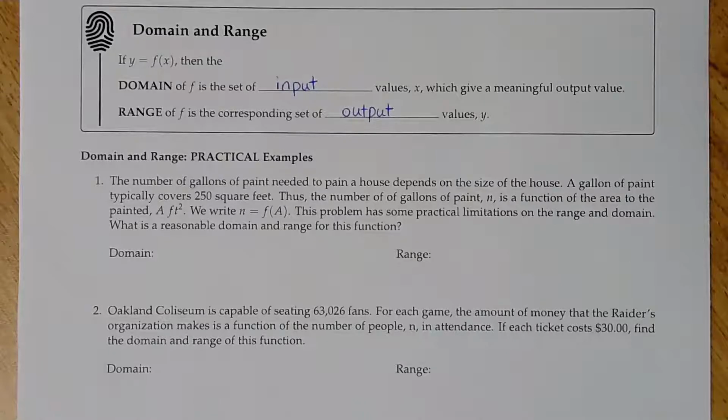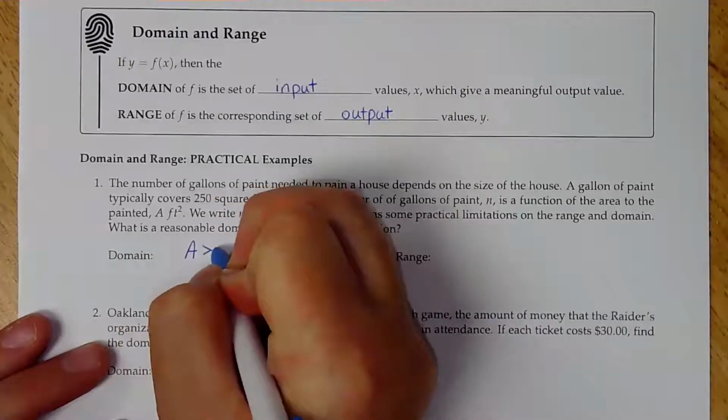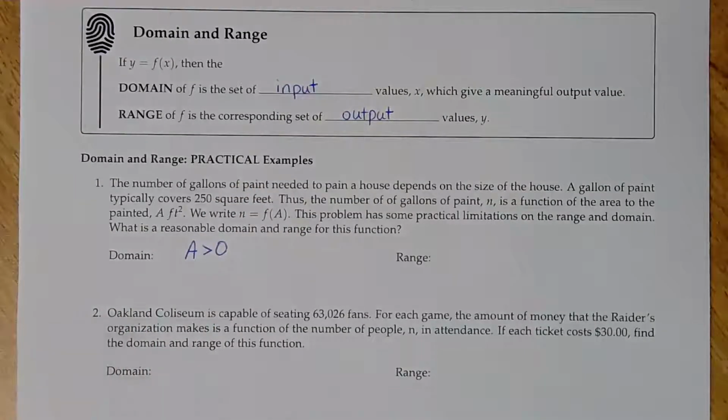Let's start with the domain. This would be the area of the room to be painted, or the area of the house to be painted. Would 500 square feet seem reasonable? Sure, that seems okay. How about 2,500 square feet? Yeah, that sounds fine. What if I told you the house had negative 100 square feet? Yeah, that would be a problem, right? So that area of the house needs to be bigger than 0. We know it's not infinite, right? Nobody has a house that has infinite area, but it can be as large or as small as we want, as long as that number is positive.